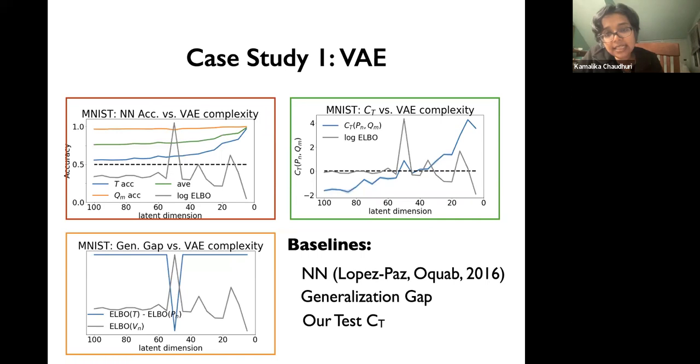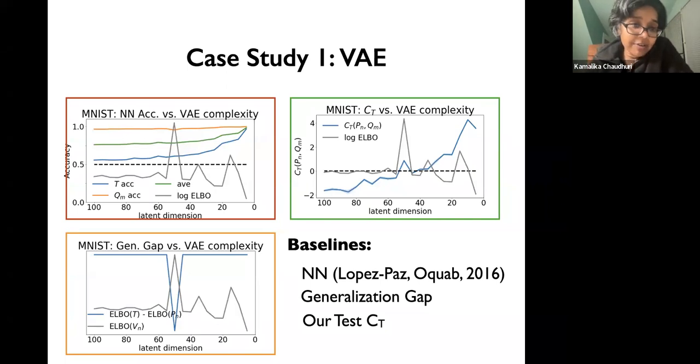So let me explain what we are seeing. Here we have our test score, and we have 3 baselines. Our test score, CT, and the generalization gap I mentioned earlier, the difference between the test likelihood and the training likelihood. Remember that for VAEs we can't get the likelihood, but what we can get is something called the ELBO loss, which is a lower bound on the likelihood. And the third one is the nearest neighbor test, the one test that works and can detect exact data copying. This is a 2016 paper by Lopez-Paz and Oquab.